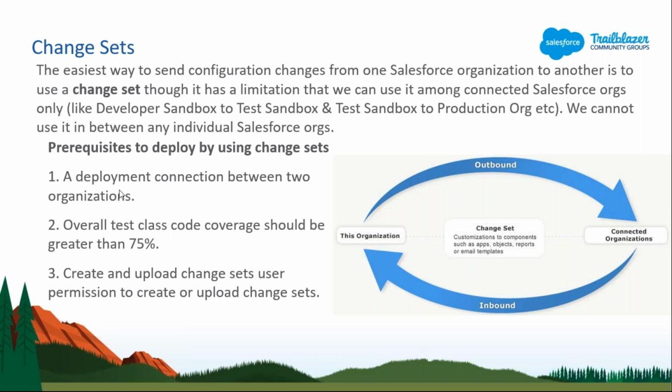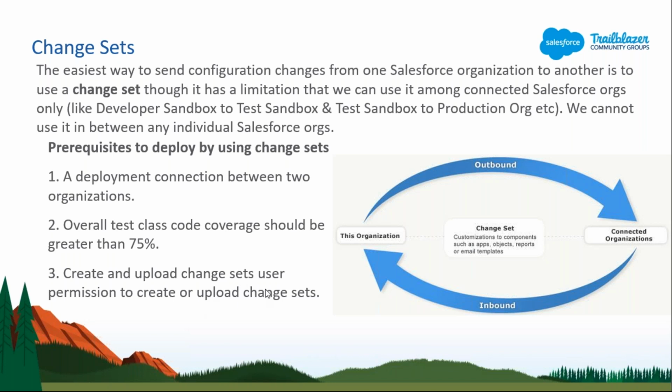So these are some prerequisites to deploy using change sets. A deployment connection between the two organizations should exist, and overall test class coverage should be more than 75%. It should not be less than 75%. Otherwise, it will throw an error. And then create and upload the change set.